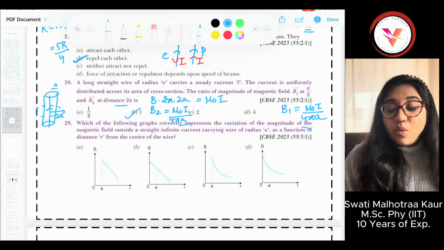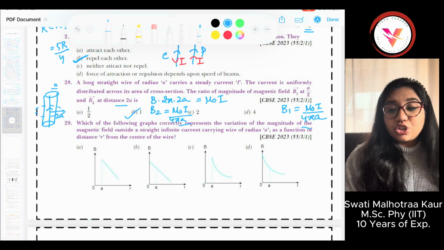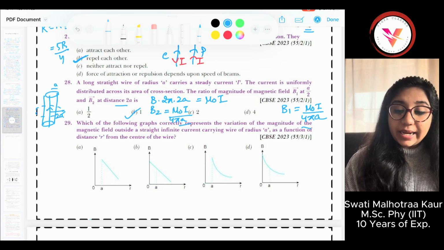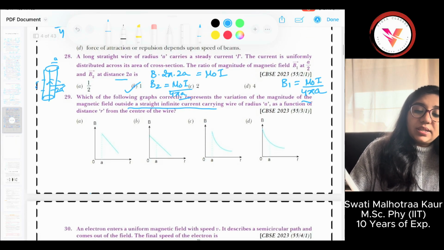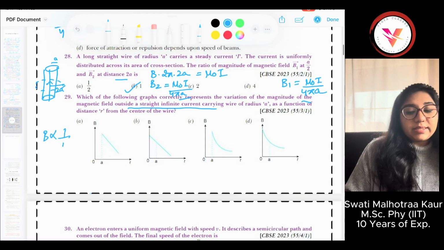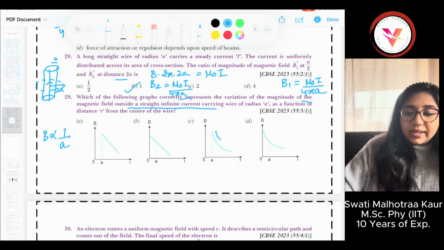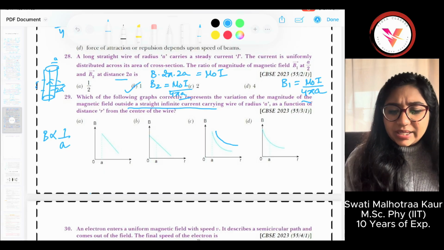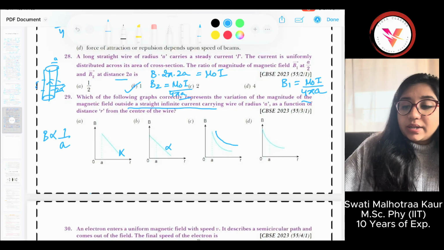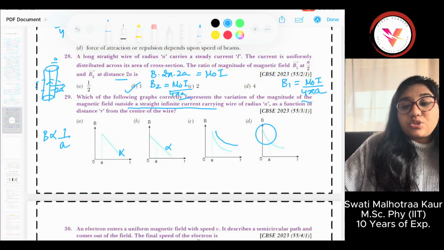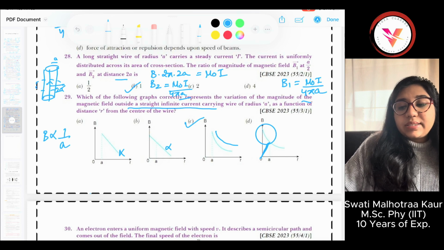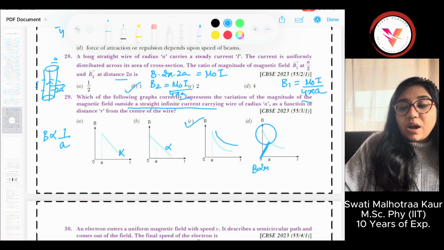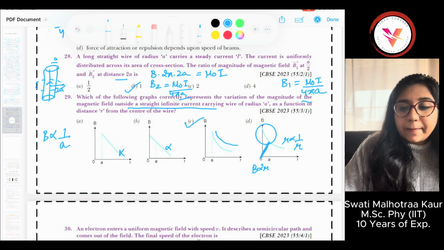Fine. Which of the following graphs correctly represents the variation of magnitude of a magnetic field outside a straight infinite current carrying wire? So outside, it is inversely proportional to the distance. So it is something like this. They have asked only outside. It's not straight, and here also it's not like this, it should be like this. Okay, so this is the appropriate one. At the center it's 0, then it varies linearly, and outside it varies inversely.